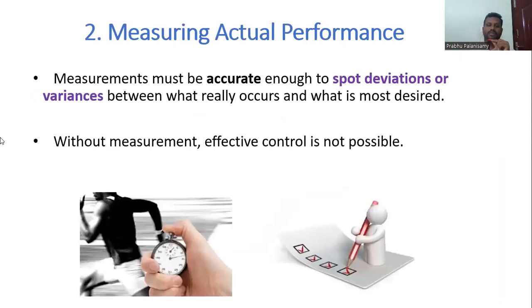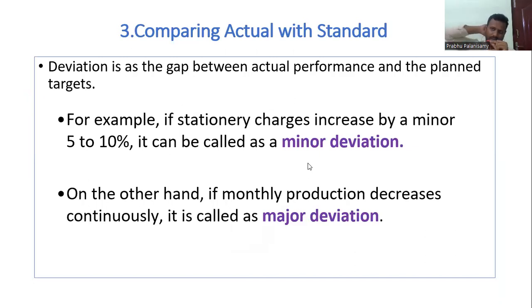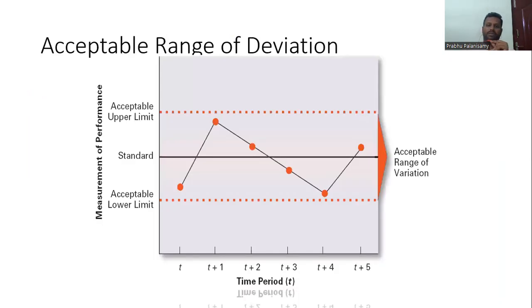Measuring actual performance means finding the deviation or variance between the real occurrence and the expected one. What we have done and what has to be achieved can be measured in this performance. Then comparing: let us compare the actual and what is done. It may have a major deviation or a minor deviation that has to be identified, within an acceptable range of deviation.